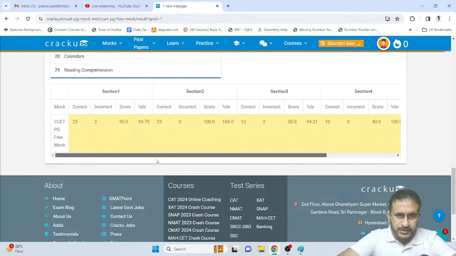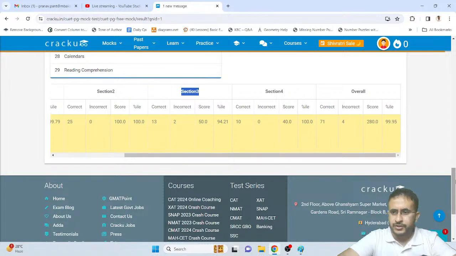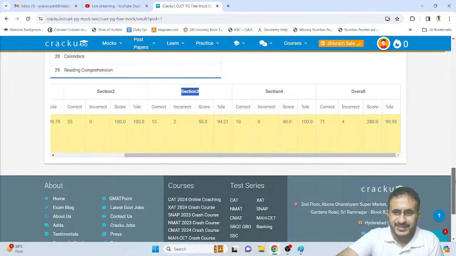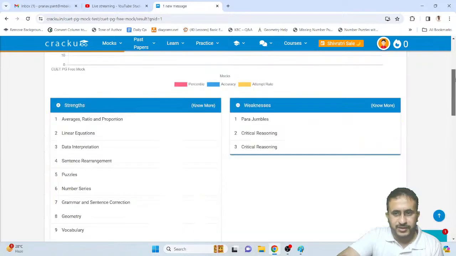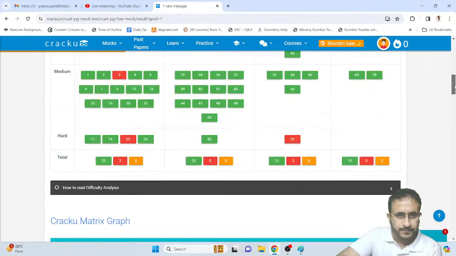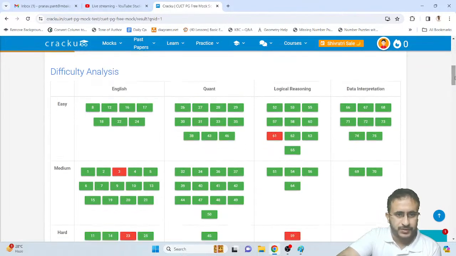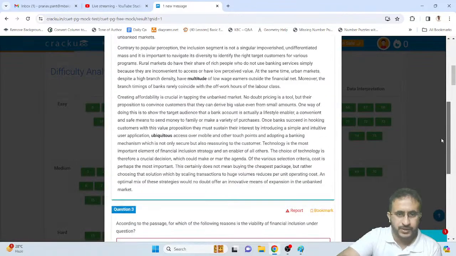सेक्शन 1 में 2 इनकरेक्ट, 2 में कोई भी इनकरेक्ट नहीं, थर्ड में 2 इनकरेक्ट. थर्ड कौन सा था? रीजनिंग, may be that critical reasoning and others. So 280 स्कोर आया, like 4 गलत हुए, ठीक है. So easy level, maybe let's see कि इसमें अगर दिखाता है कौन से गलत गए. लॉजिकल रीजनिंग में 2 गलत हुए ना. Can I check these questions, which one, this one. अच्छा, आरसी में गलत हुआ है.